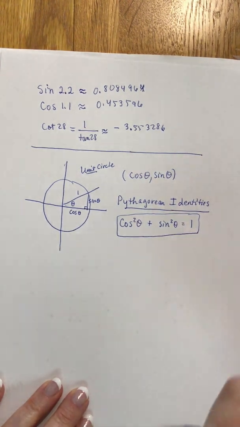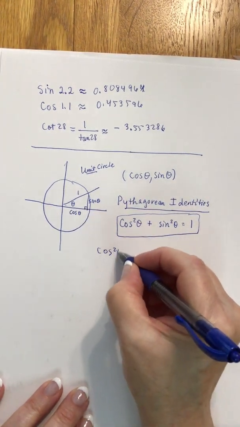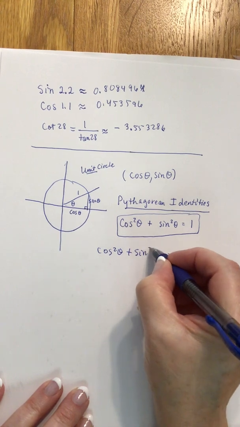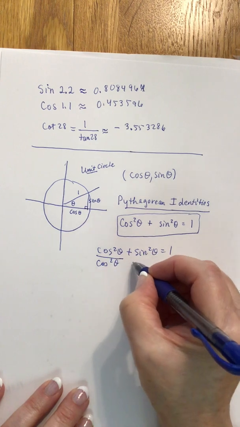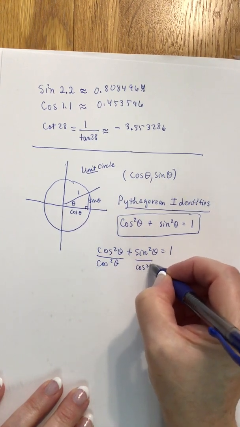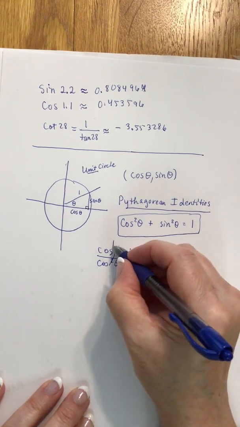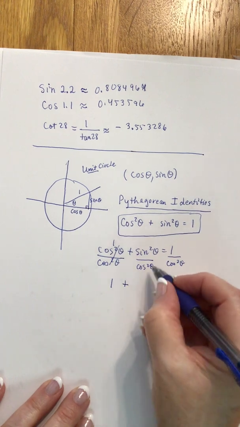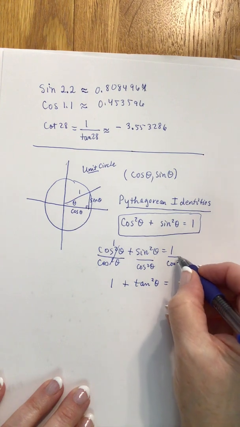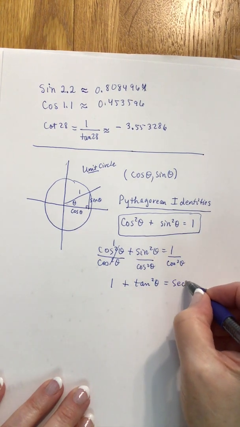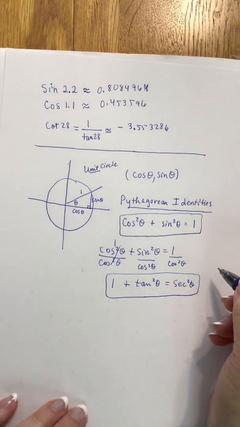The second one we're going to do, we want a tangent in one of them, so we're going to divide by cosine squared all the way across. So we start with cosine squared theta plus sine squared theta equals 1, and divide by cosine squared all the way across. So this becomes 1. So 1 plus sine over cosine is tangent squared theta. And then 1 over cosine squared would be secant squared theta. So this gives me my second Pythagorean identity.